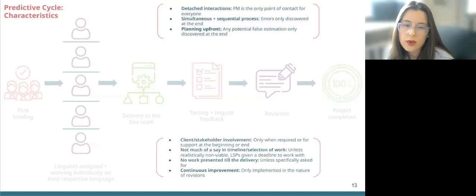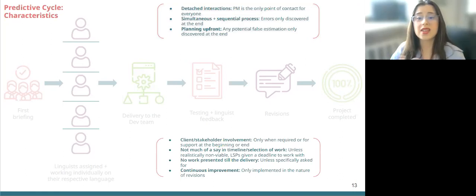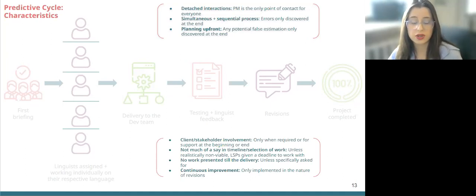And in light of all of that, if you take a look at the process with the characteristics of a predictive life cycle in mind, this is how it might look. We would have detached interactions. The PM will be the only contact for everyone: clients, developers, or linguists. The process might happen simultaneously, all languages getting kicked off at the same time in a sequential process. And if there are any errors, mistakes, or unforeseen circumstances in any place other than the source text, we would only discover those at the end.